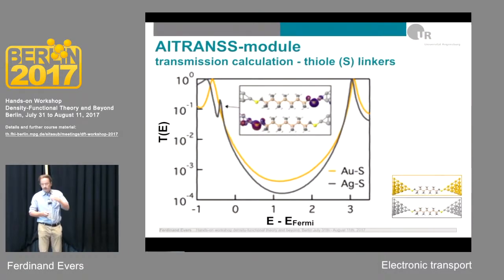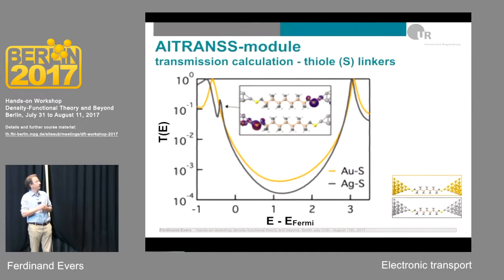Now we play another game. We replace the amino linkers by sulfur linkers, and then we see something funny. Namely, in the presence of sulfur linkers, there's a spike over here in the silver curve, and only in the silver curve, not in the gold curve.